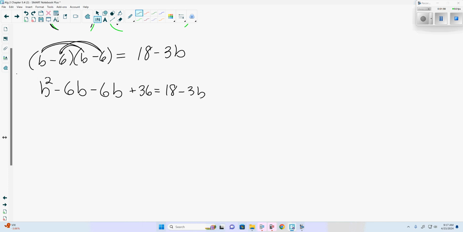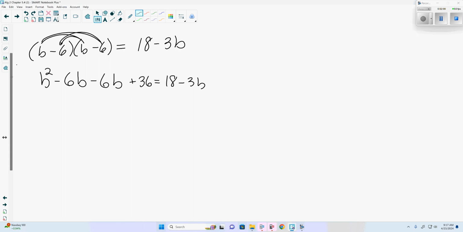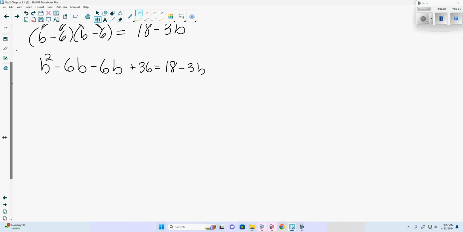Questions on this so far? Now, before we start moving anything from one side to the other, we do need to combine our like terms. Negative 6b minus 6b is negative 12b, plus 36 is equal to 18 minus 3b. Questions on this so far?